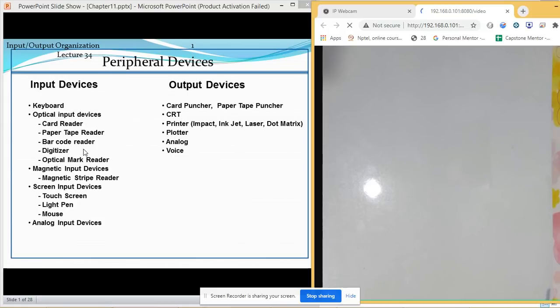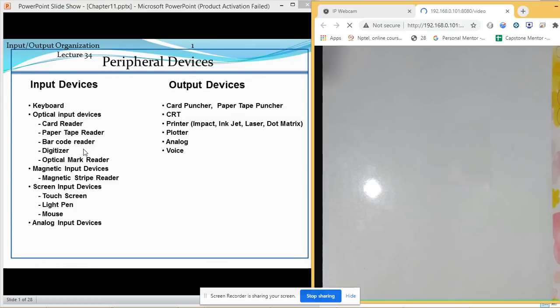Then we have printers. We have an impact printer. It is an old technology. Then after this we have inkjet, laserjet, and dot matrix. These are all types of printers. We have thermal printers as well. Then we have ink tank printers as well. There are a number of different types, but all of them come under a single term, which is printer.